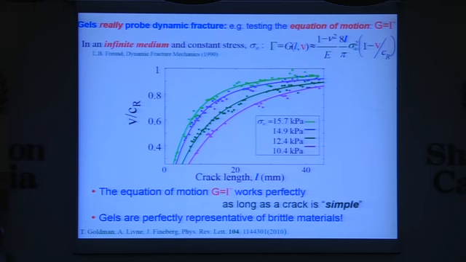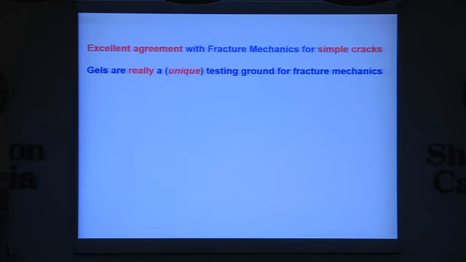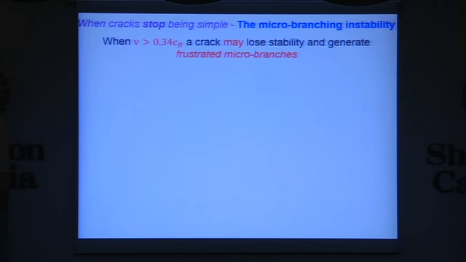But the point of this slide is just to show you that gels are perfectly representative of brittle materials. This is pure fracture mechanics. The only thing the gels did is slow down the Rayleigh wave speed in order to enable us to do these measurements, and the measurements that I'll tell you about in a second. Okay, so let's see what happens when cracks stop being simple cracks and start to become unstable.